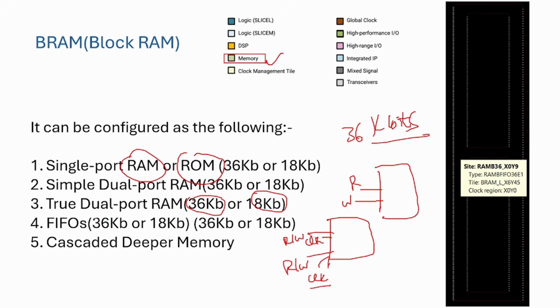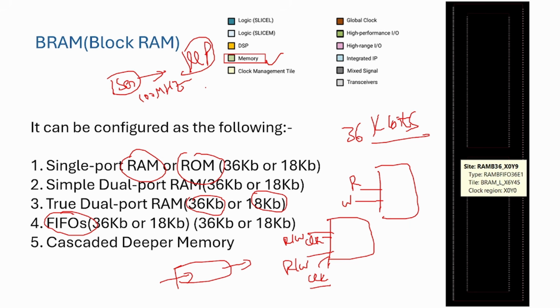Another way which we can use BRAM is FIFO. FIFO is first in, first out. Suppose we are having a sensor which is sending messages at 100 megahertz. I have a processor which is working at 50 megahertz. The processor may miss some of the data which the sensor may send. So in that case, we can send the data of the sensor to the FIFO. So these FIFOs can be used as buffers. And from the FIFO, we can get the readings to the microprocessor. The BRAM can be used as a 36 kilobit FIFO or 18 kilobit FIFO.